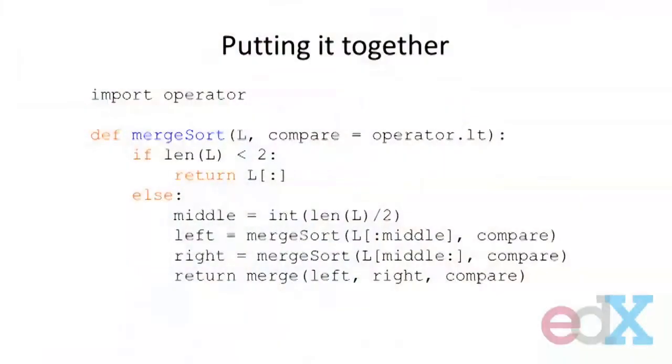Okay, we can now put this together to create a merge sort algorithm. And that is going to be something that does sorting by breaking down the lists into sublists, sorting each one of those, and then merging the results together using the merge operation. So what does it say? It says if I've got a list of length 0 or 1, just return a copy of that list.